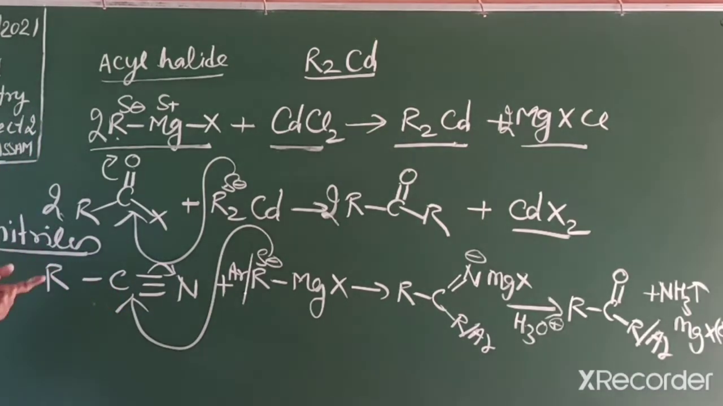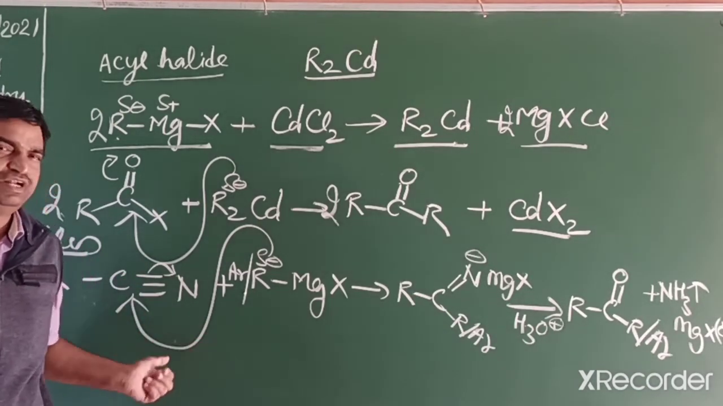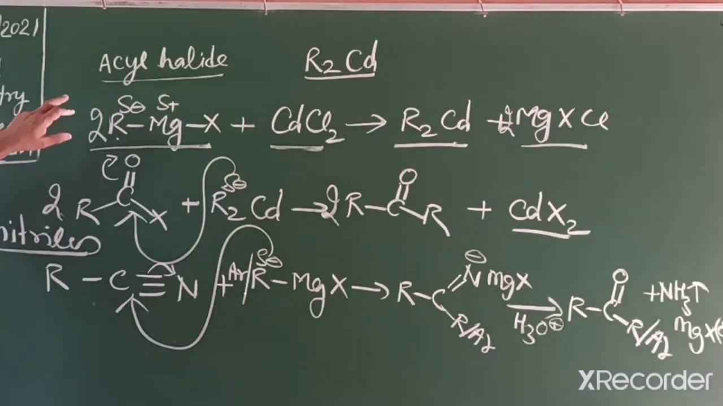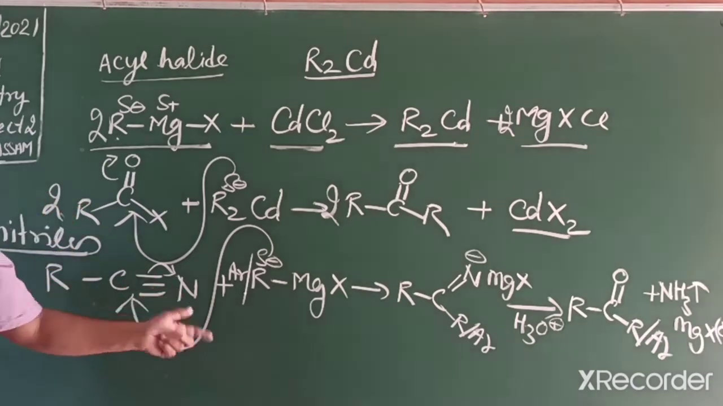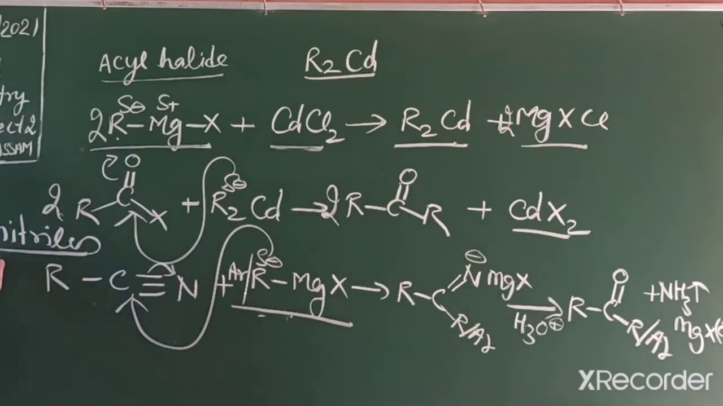If we use Stephen reduction, meaning reduction with SnCl2 and HCl, then this compound converts to imine and further hydrolysis changes it into aldehyde. So from acyl halide we can prepare aldehyde as well as ketone. And from cyanide also, by Stephen reaction we can prepare aldehyde, and ketone using Grignard reagent. This reaction is very important. We can carry out different conversions with this reaction.